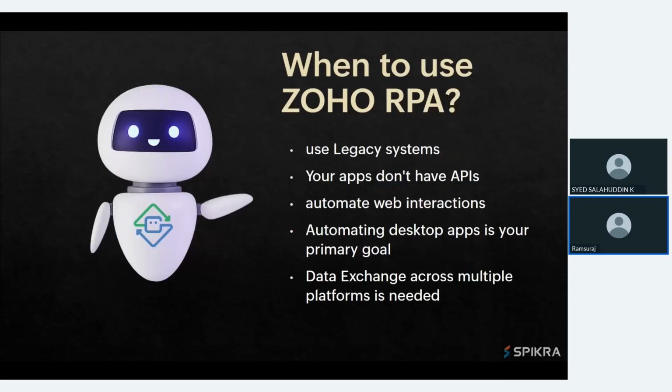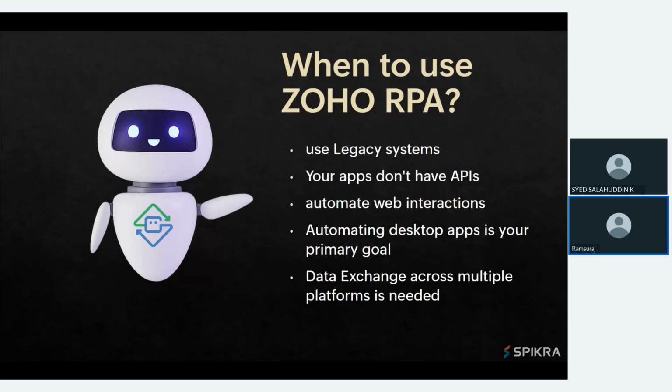So when to use RPA? If you use a legacy system, many businesses rely on legacy desktop software, tools that don't support modern API or cloud integrations. Zoho RPA can interact with these systems directly through the UI by mimicking human actions like opening the app, navigating the menus, or entering data. So you can use it in those cases when you use legacy systems.